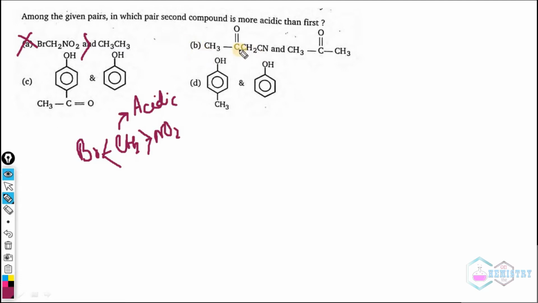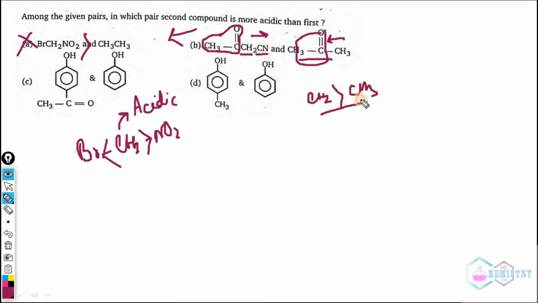Come to the second option. Similar case, this group attracts electron, also cyanide attracts electrons, but there is no such group here. Only this group attracts electron from the CH3. So this CH2 will be more acidic than this CH3. Hence the acidity order will be like this, and this is also not the answer. In this compound, this is the electron withdrawing group, and this will withdraw electron from this one. So obviously in these cases, this will be the strongest acid. So in all the 3 options, the first one is the stronger acid than the second one.